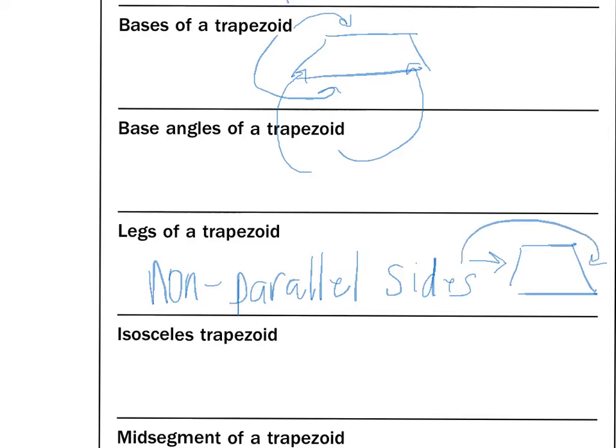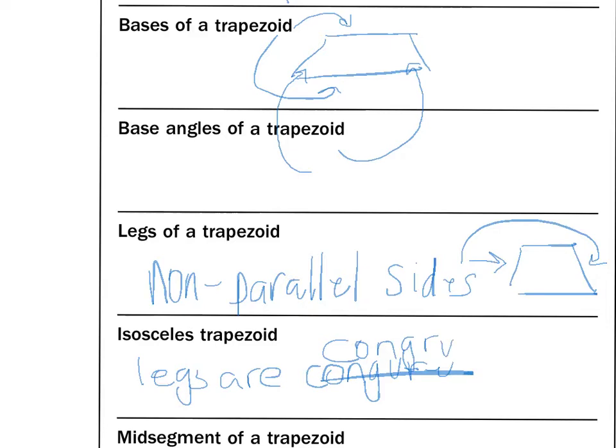Isosceles trapezoid, where the legs are congruent. Let me spell that right. Congruent. And that means that they're the same size.